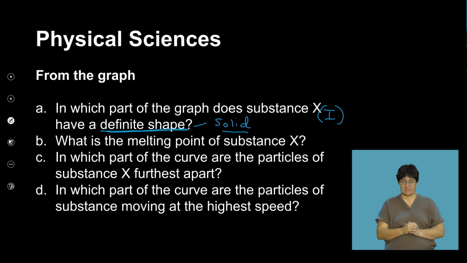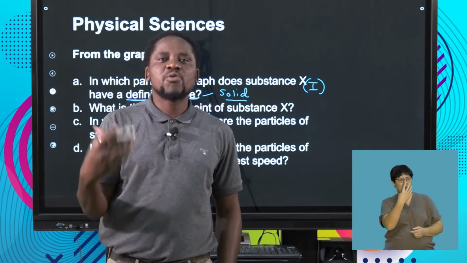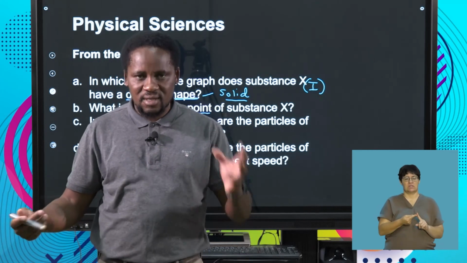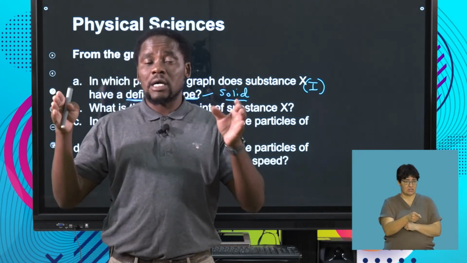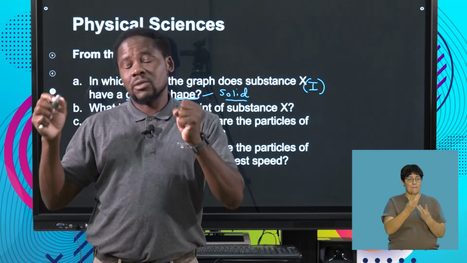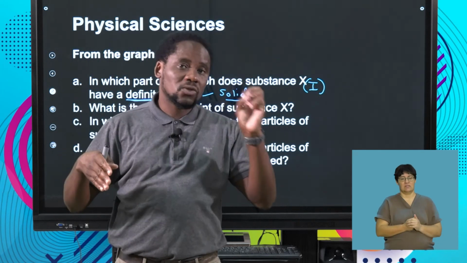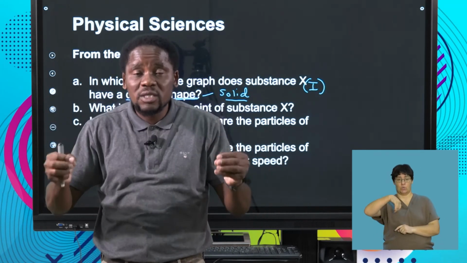And then B says, what is the melting point? So for melting point, we go back to the terminology. We ask ourselves, at a melting point, what exactly happens to a substance? The substance changes its state or its phase, okay? So the process involved at the melting point is a substance changing from a solid to a liquid, and that happens at a constant temperature.